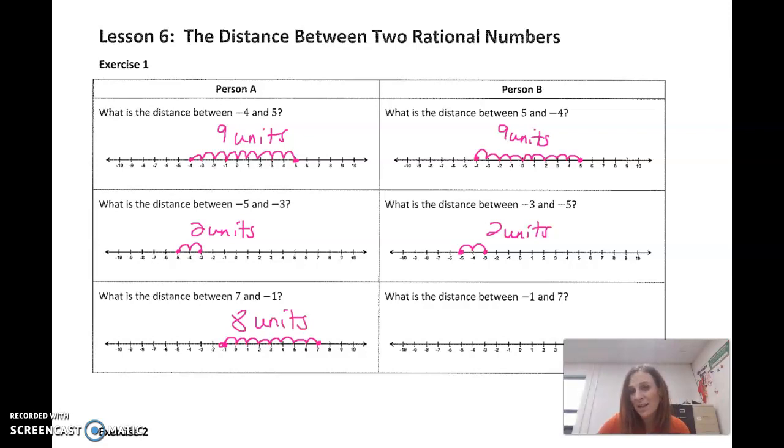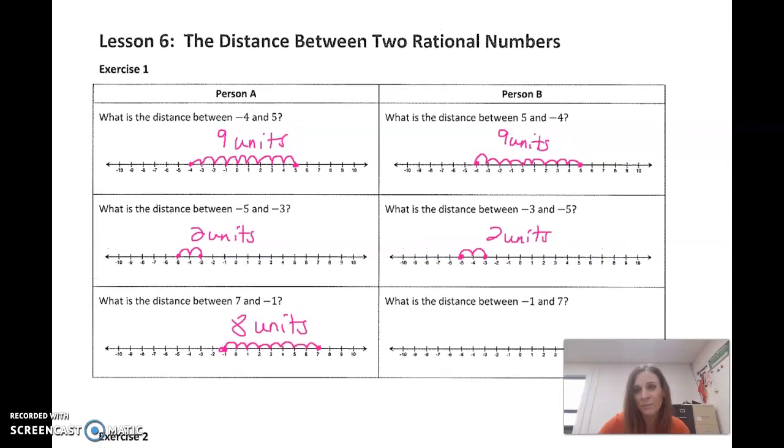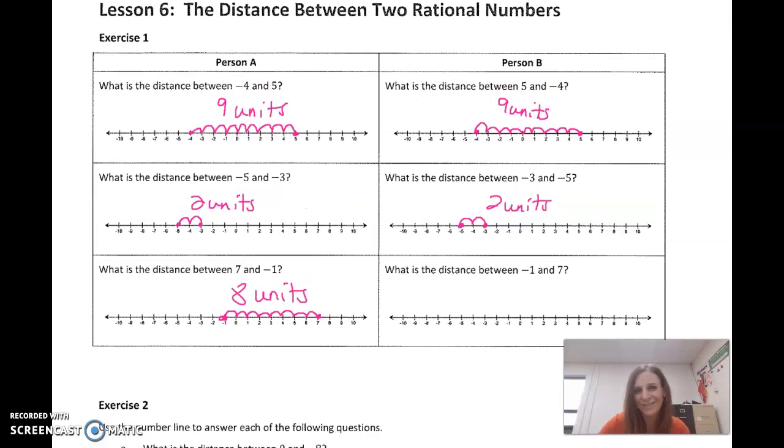And what about -1 and 7? So if I get -1 and then I go to 7, it's 1, 2, 3, 4, 5, 6, 7, 8 units. Now remember, we're talking about distance. The distance, remember, that's like saying absolute value, right? The distance between something, the absolute value. And in absolute value and distance, we're not concerned if it's positive or negative. We want to know how far apart things are.